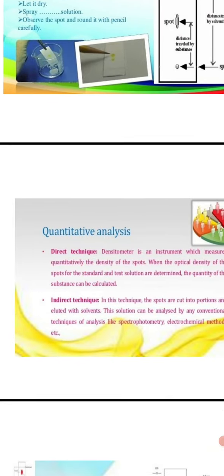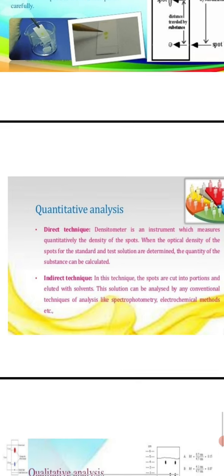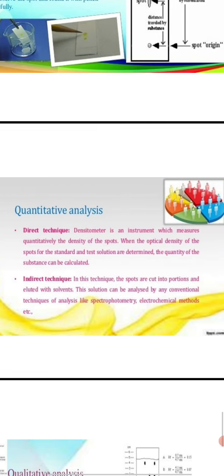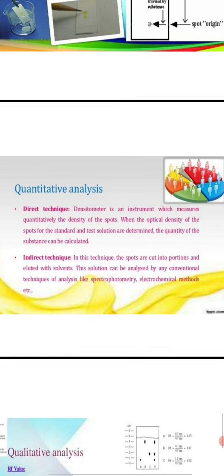Then next one is the quantitative analysis, in which there are two techniques. First one is the direct technique, and second one is the indirect technique. In the direct technique, a densitometer is an instrument which measures quantitatively the density of the spots. When the optical density of the spot for the standard and test solution are determined, the quantity of the substance can be calculated. In the indirect technique, the spots are cut into portions and eluted from the solvents. This solution can be analyzed by any conventional technique of analysis like spectrophotometry, electrochemical method, etc.